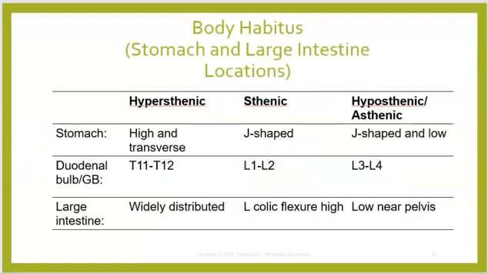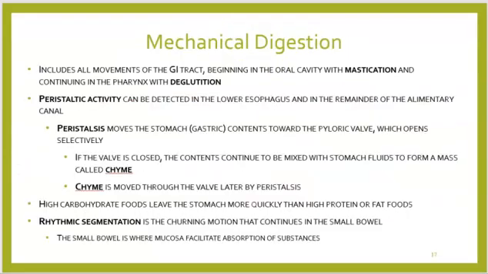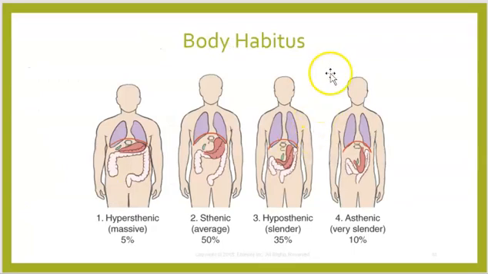There's also, and why we go into that is because there's also chemical digestion. We don't get too far into that, but chemical digestion has anything to do with chemicals in the body. So when we have these fluids, these enzymes, all this stuff that's helping to break down foods, that's the chemical part of digestion. Mechanical is movement. A reminder of body habitus. Hypersthenic is stretched more from left to right. Sthenic, they consider to be average just based on the number of people who have that body type in our population. Hyposthenic is a little more slender, and asthenic is very slender.